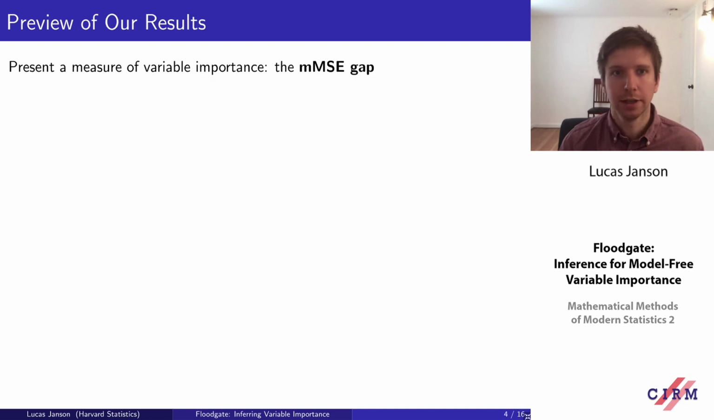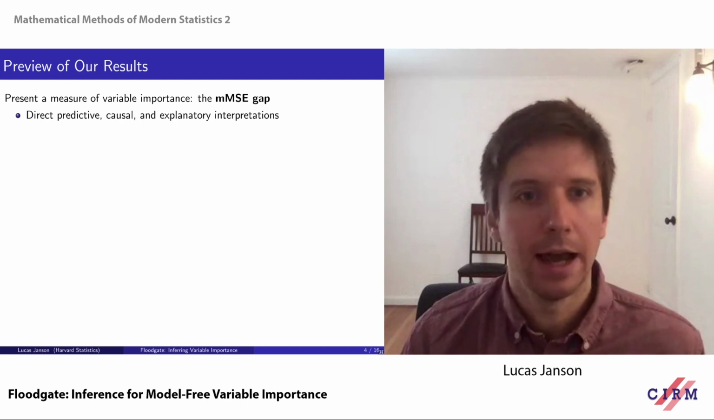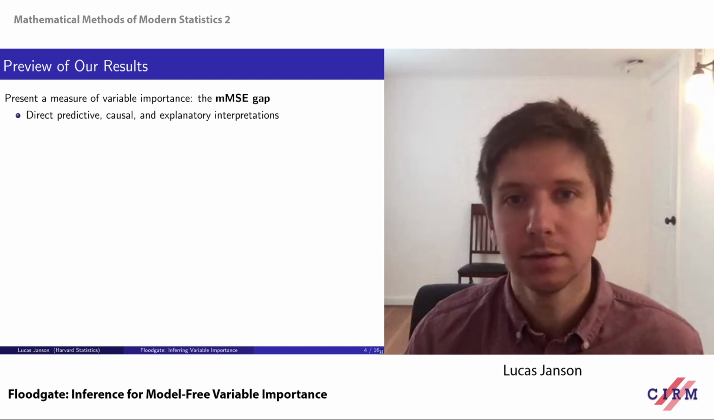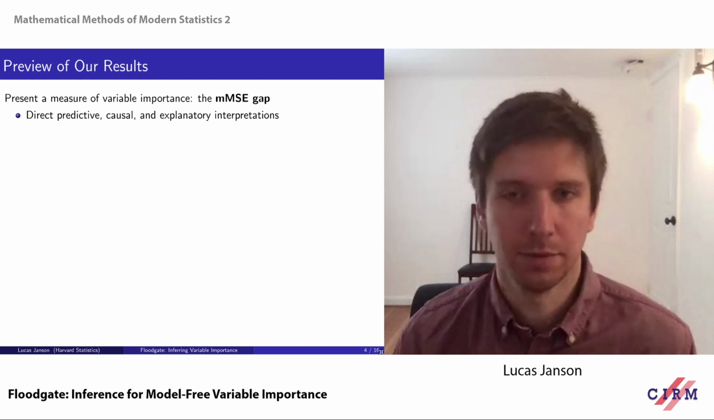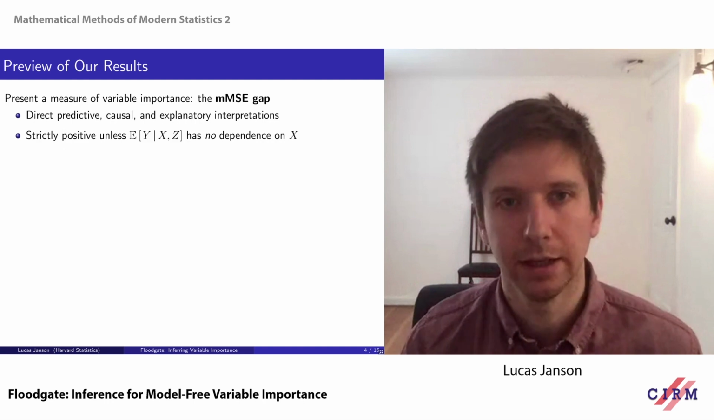All right, so that's related work. What's our work going to be? So just to give a preview of our results, we're going to present a measure of variable importance, which we call the MMSE gap, or the minimum mean squared error gap. And it's going to have a direct, predictive, causal, and explanatory interpretation. So we're going to see from the expression that it's actually pretty easy to interpret this thing.